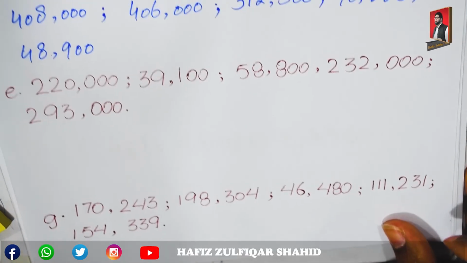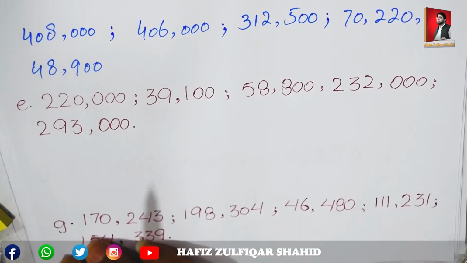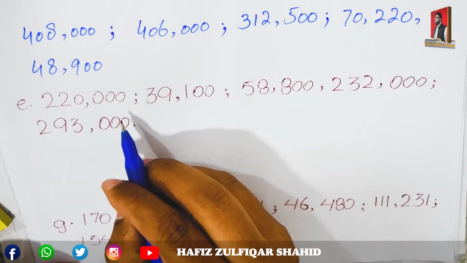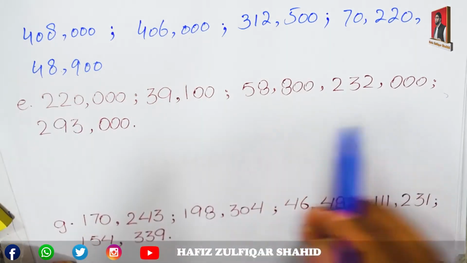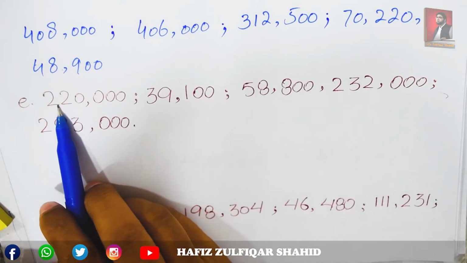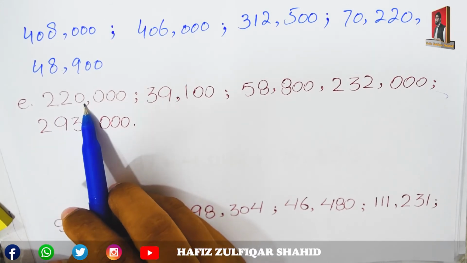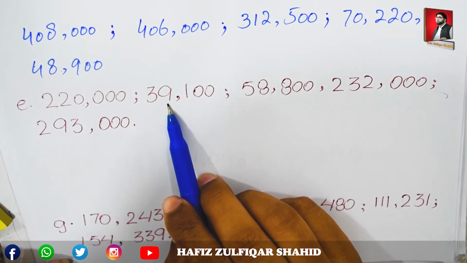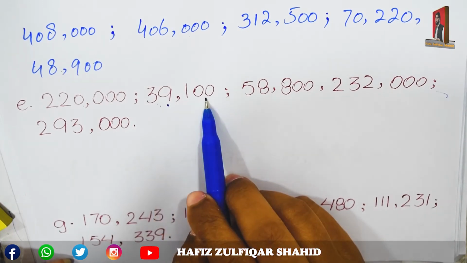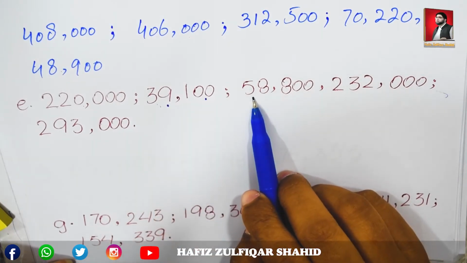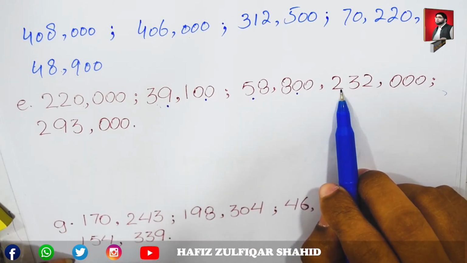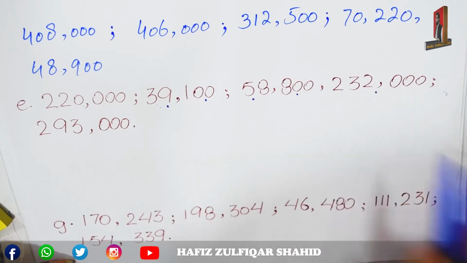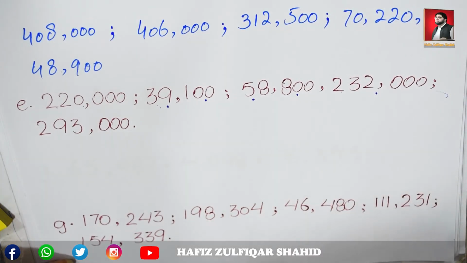Let's do another question of this topic, descending order, and here we have another 5 values. First one is 220,000, second one is 39,100, third one is 58,800, and the fourth one is 232,000. The last one is 293,000.